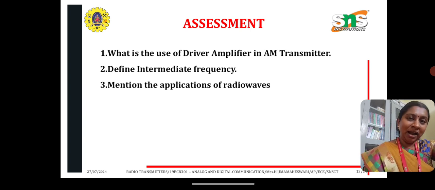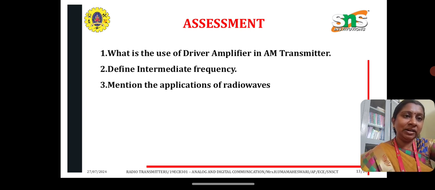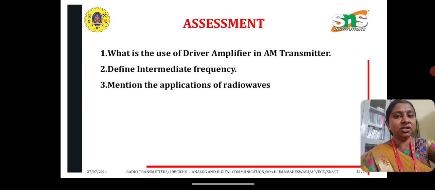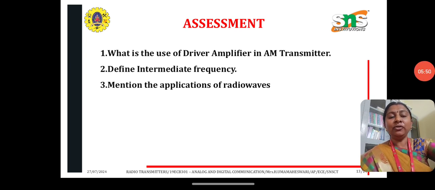Assessment: what is the use of a driver amplifier, define intermediate frequency, and mention the applications of radio waves.